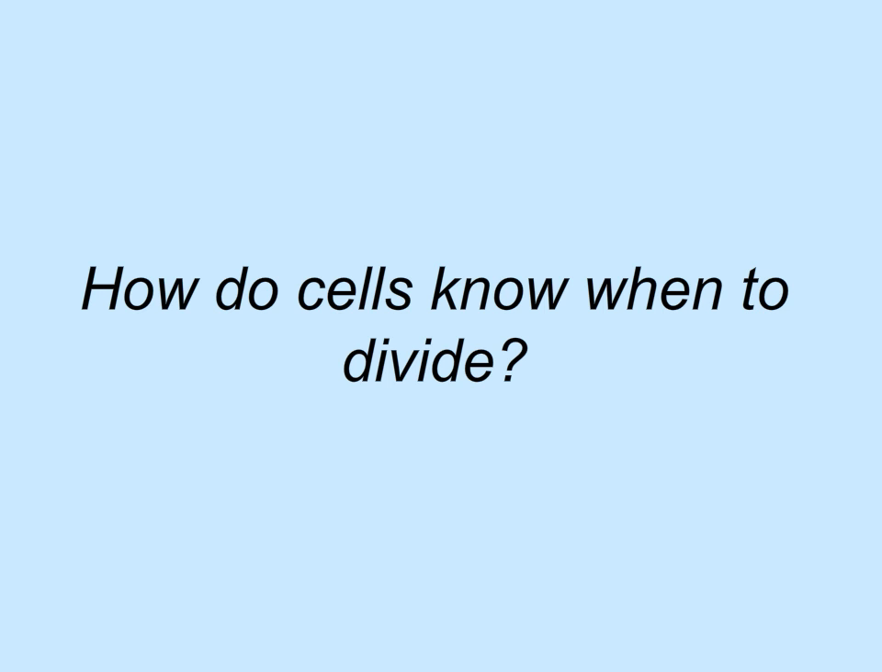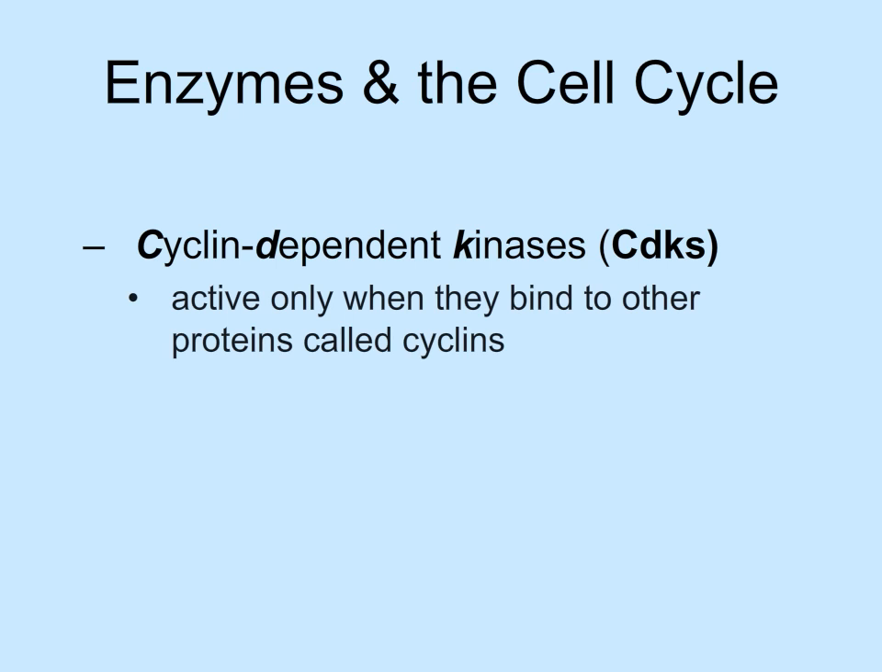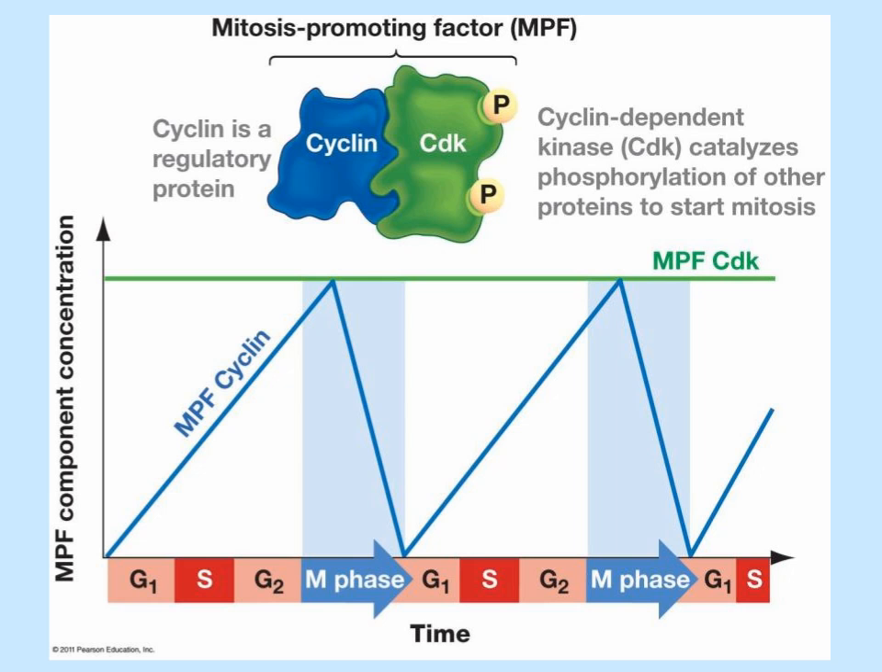How does a cell know when to enter the M phase and start dividing? Like everything else in cells, it has something to do with enzymes. Special enzymes called cyclin-dependent kinases, or CDKs, regulate the progression of the cell cycle. These kinases are active when they bind to proteins called cyclins, and this complex of kinase and cyclin is called the mitosis promoting factor, or MPF.